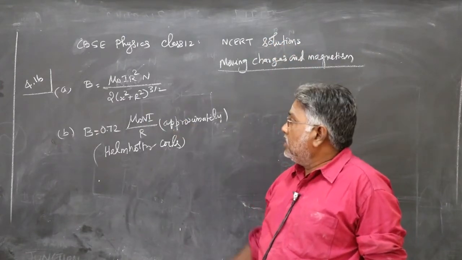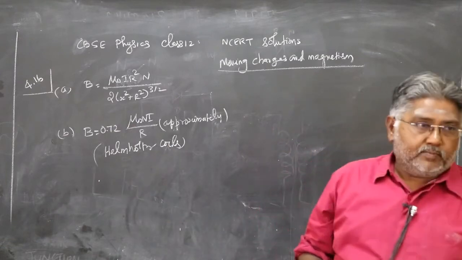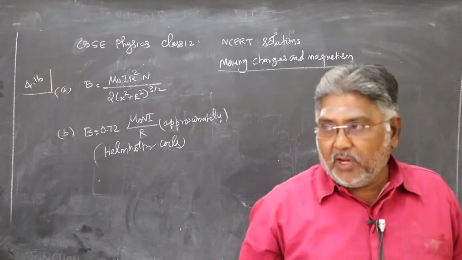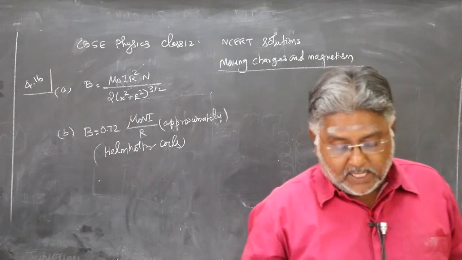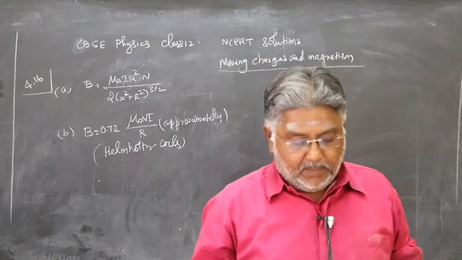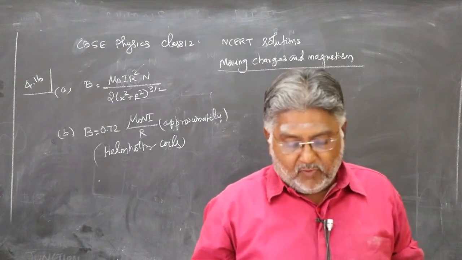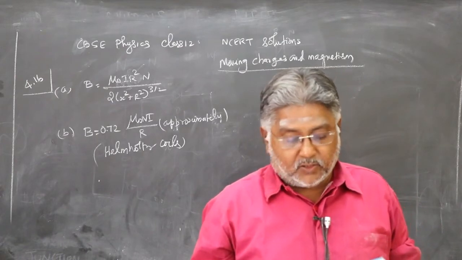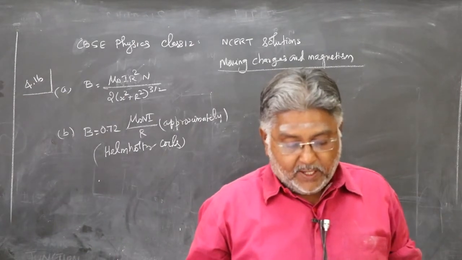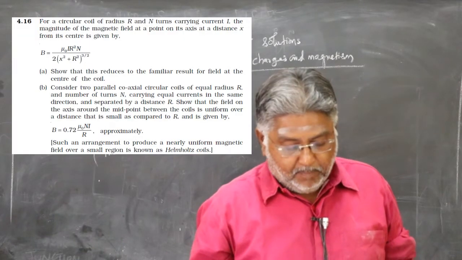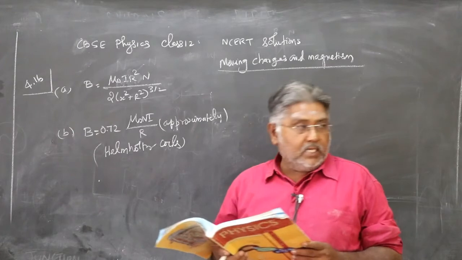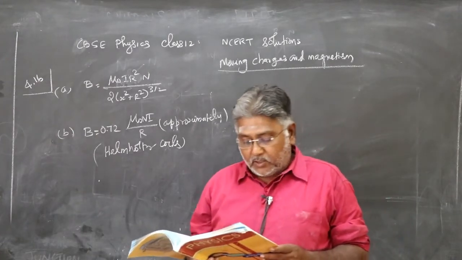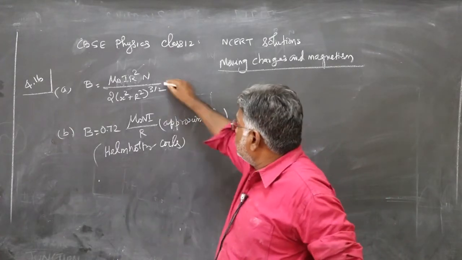4.16. We will see now. There are two subdivisions. I read the question. For a circular coil of radius r and n turns carrying current I, the magnitude of the magnetic field at a point on its axis at a distance x from its center is given by B is equal to mu naught I r squared n divided by 2 into (x squared plus r squared) power 3 by 2.